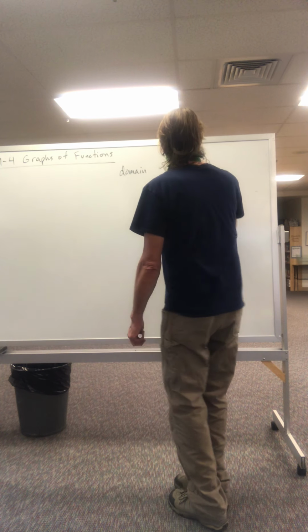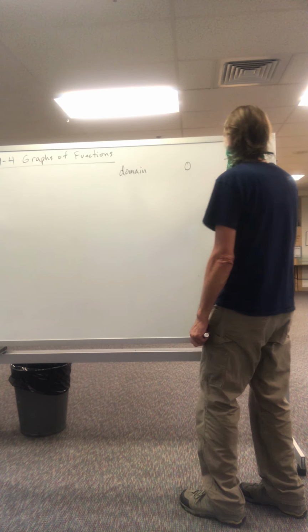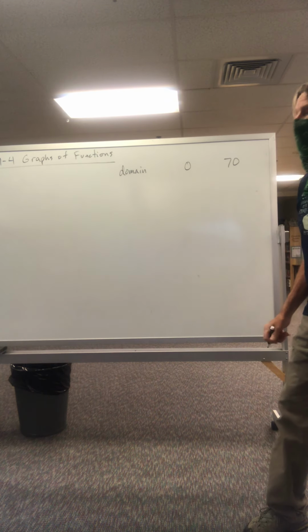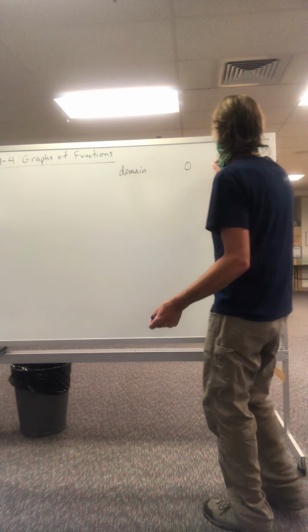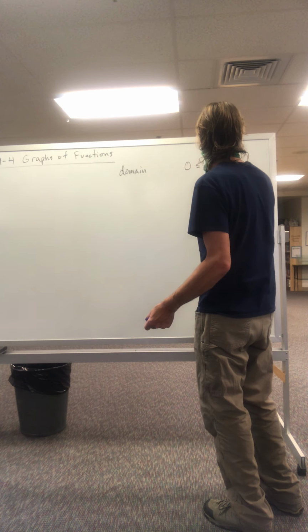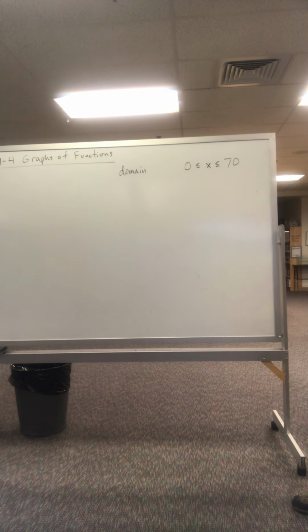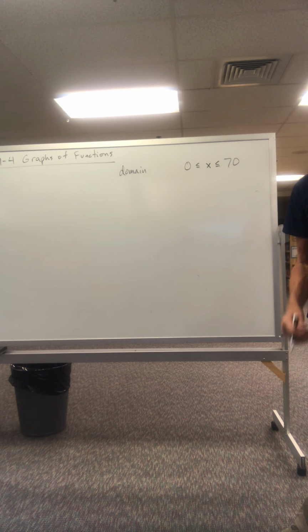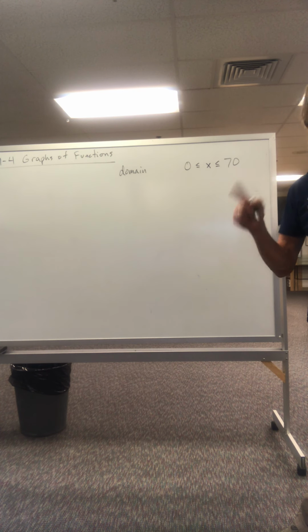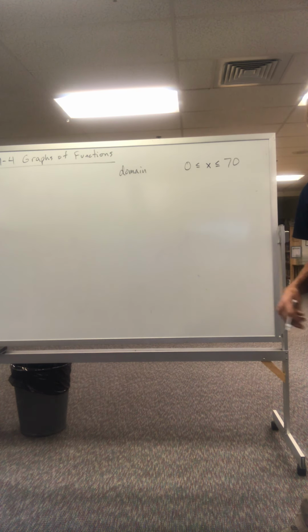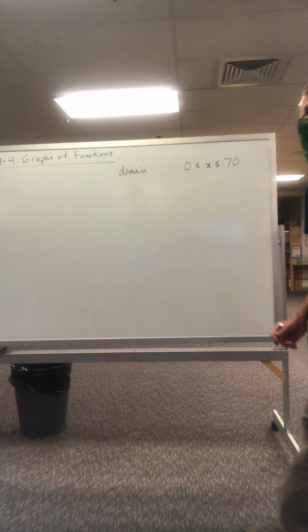So if it goes from 0 to 70, and we were thinking of the inputs as x, we could say that x is going to fall between 0 and 70. And it would be all real numbers between 0 and 70, because you could be going any speed, any decimal speed. It's not like a sequence where it's only counting numbers. Speed is continuous from 0 to 70.